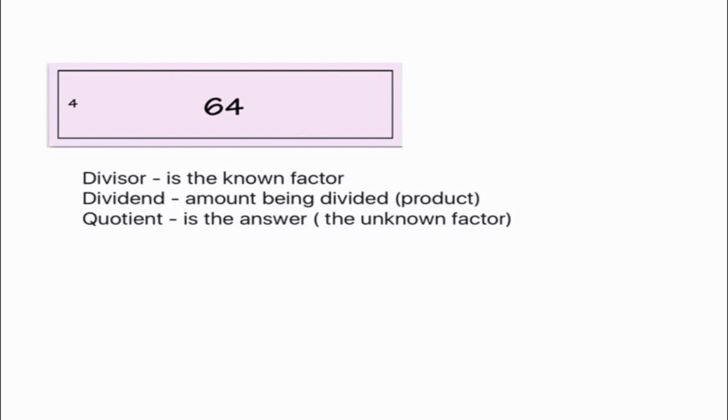So when we look at this in terms of division, they have different vocabulary. The divisor is the known factor. In this case, it's the 4. The dividend is the amount being divided, or we know it as a product in multiplication, which is 64. And the quotient is the answer or the unknown factor.